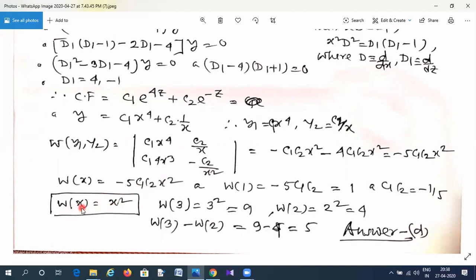Now put x equal to 3, the Wronskian of 3 is 3 squared, that is 9. Put x equal to 2, the Wronskian of 2 is 2 squared, that is 4. So Wronskian of 3 minus Wronskian of 2 is equal to 9 minus 4, which is equal to 5. So the answer will be D.